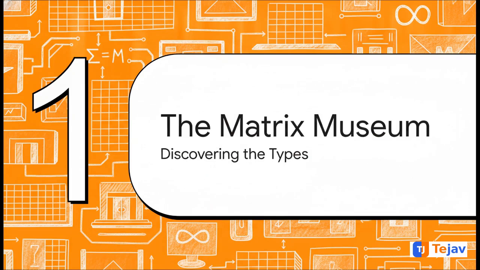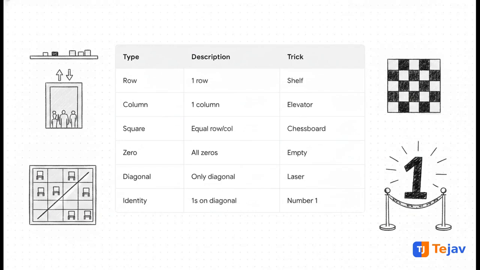Inside the Matrix Museum, discovering the types. Let's take a quick field trip through the futuristic Matrix Museum. Every room here holds a unique, specialized type of matrix that performs a totally different job. First up, we have the row matrix. It has only one row. Think of it as a single horizontal shelf holding numbers. Next is the column matrix. Just one column, kind of like a vertical elevator carrying numbers. Then the square matrix, where rows perfectly equal columns, exactly like a square chessboard.